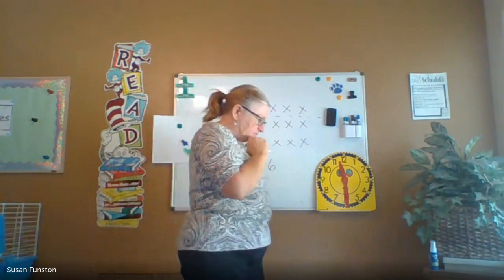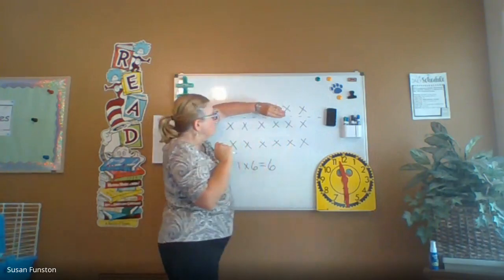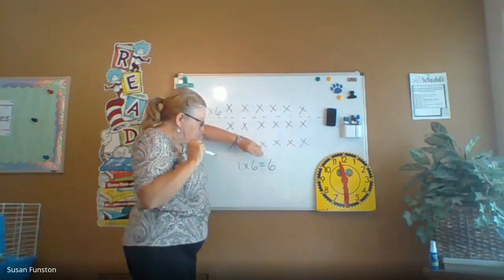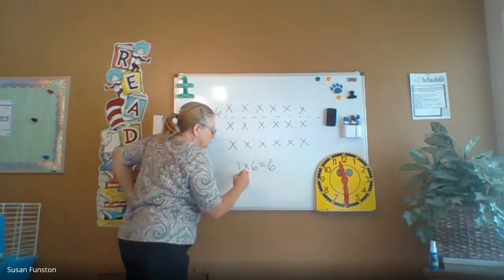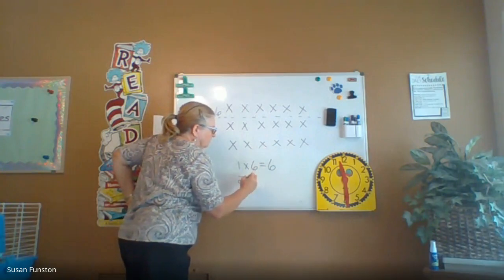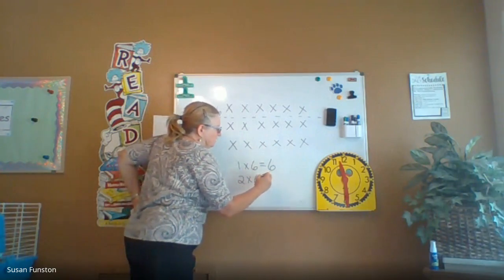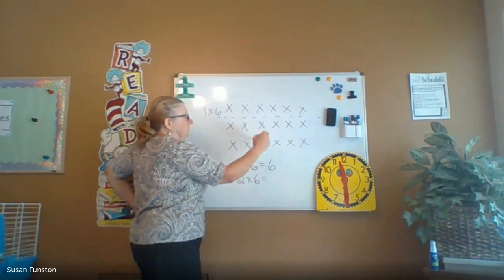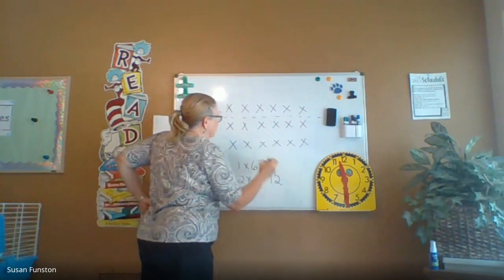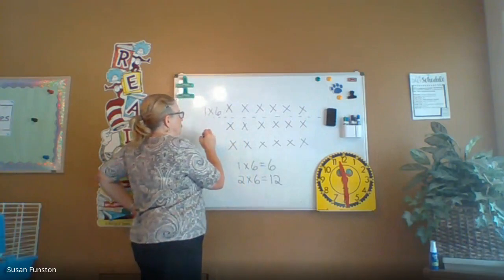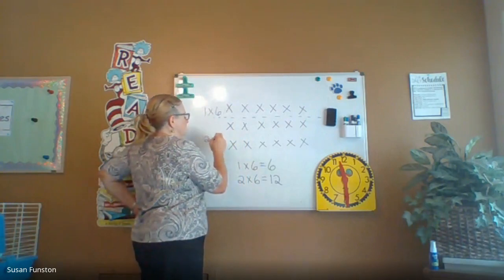Now, if I looked at the rest of mine, so I'm going to ignore the top row, I'm going to look at these 2 rows. How many rows do I have? 2. Here's 6. 2, 4, 6, 8, 10, 12. So this part of my array shows 2 times 6.